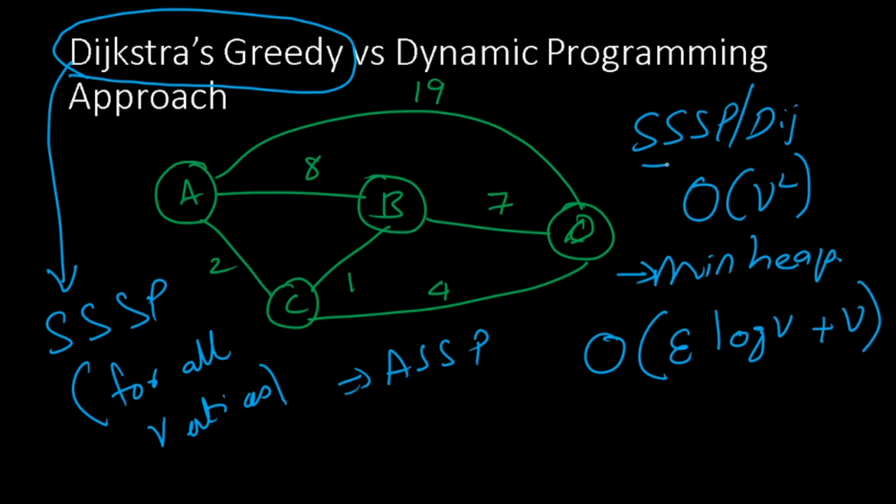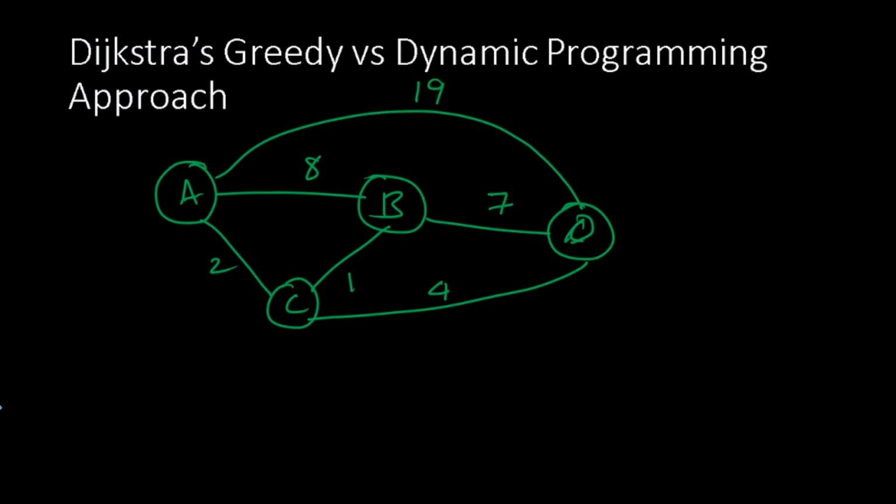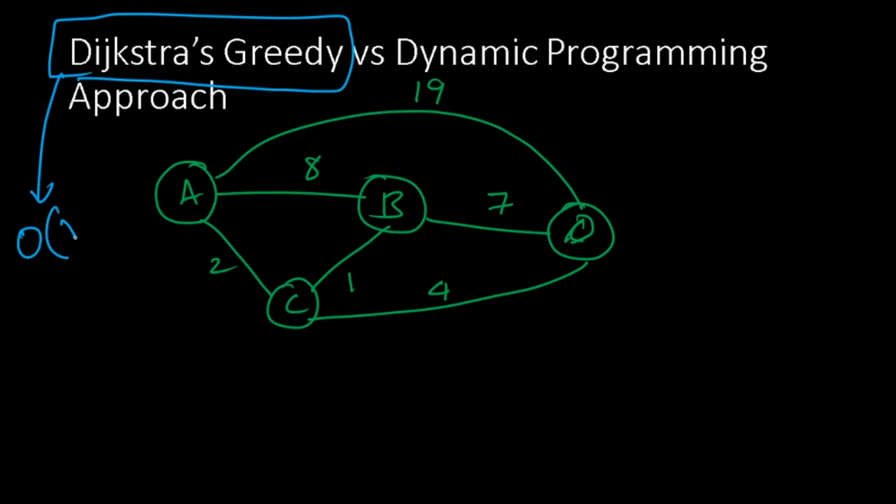Okay, so this will give us the single source shortest path. We can multiply it with v, the number of vertices. The answer will be O of v e log v plus v square. That is what our Dijkstra's will give us. So Dijkstra gives us order of v square plus v e log v.